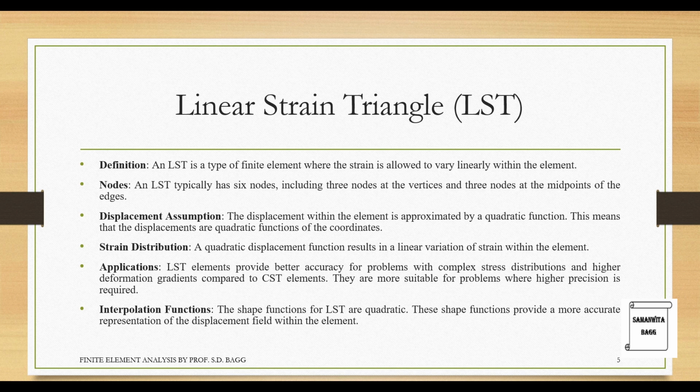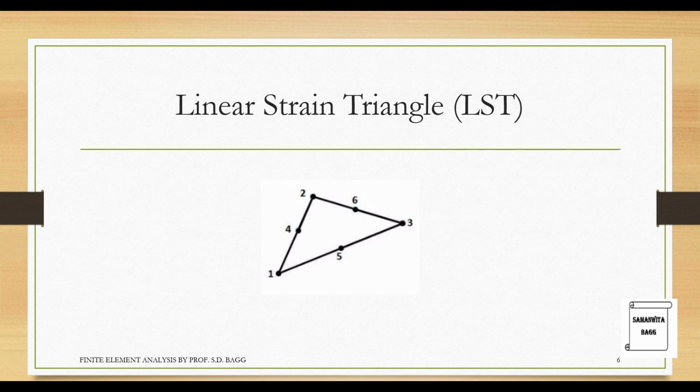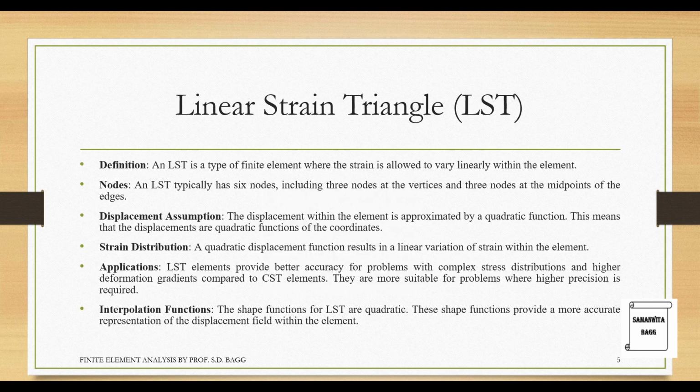And an LST typically has 6 nodes. This is very important, including 3 nodes at the vertices and 3 nodes at the midpoints of the edges. So we'll see the diagram. This is the total element. As you can see, it has 3 nodes, 1, 2 and 3 at the vertices, and 4, 5, 6 as you can see at the midpoint of each edge.